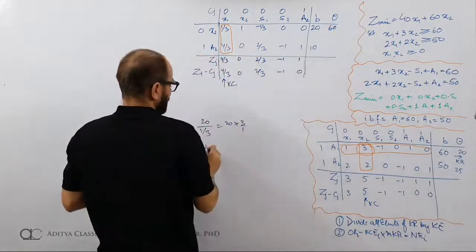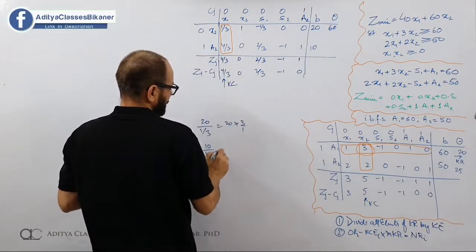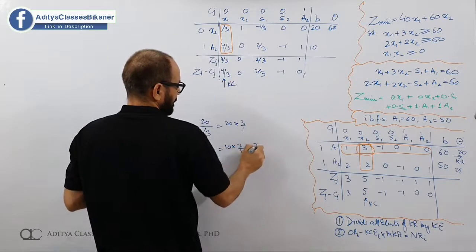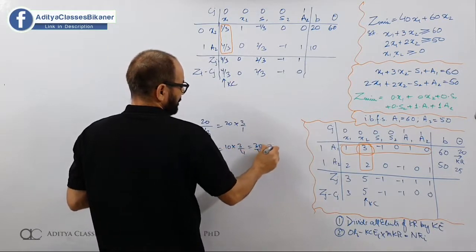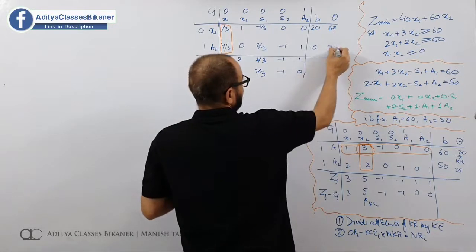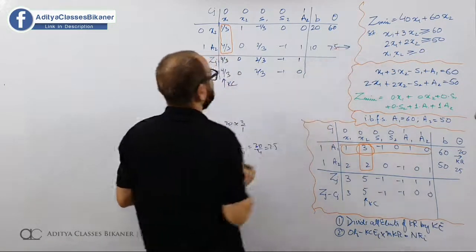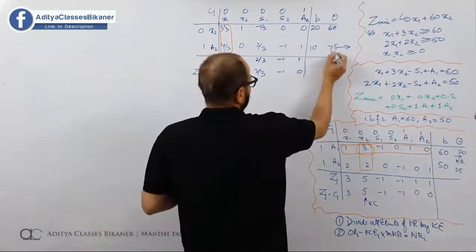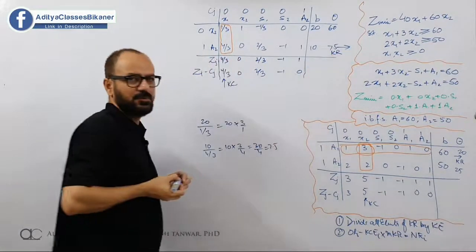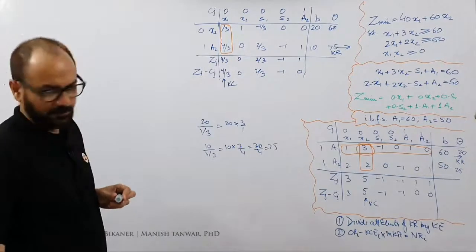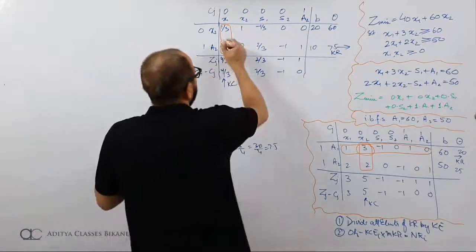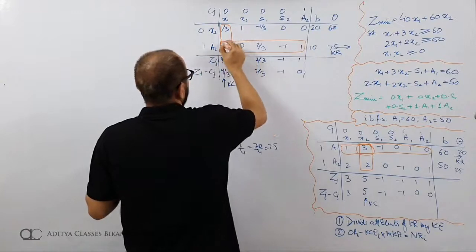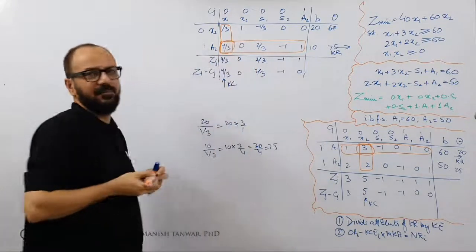10 divided by 4 by 3, making it 10. This gets flipped to 3 by 4, making it 30 by 4, 7.5. So now I have my key row also. Least positive gives me my key row. And intersection of key row and key column will give me my key element.